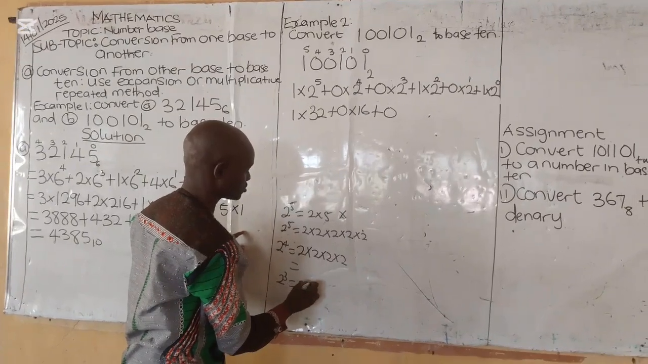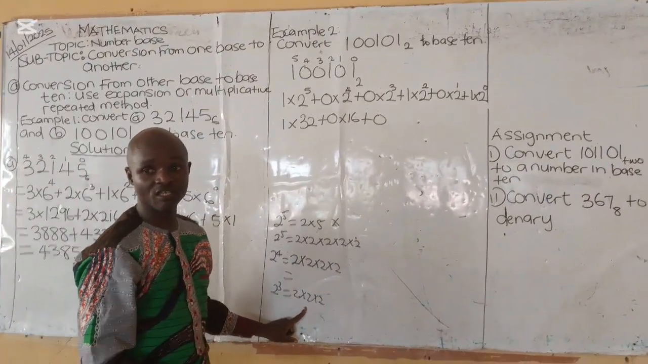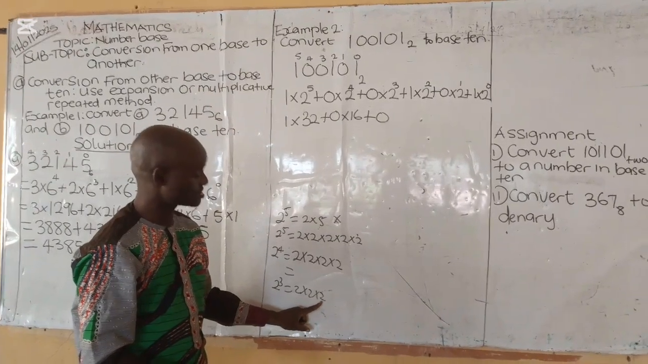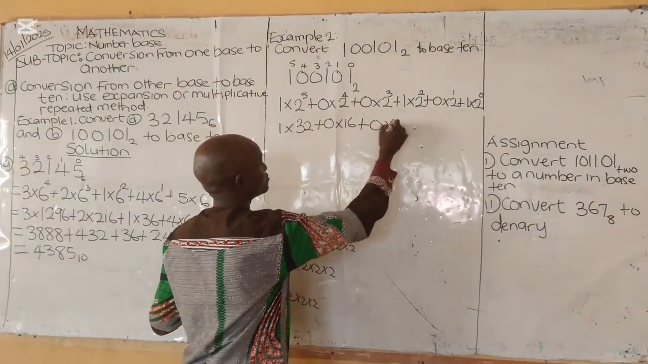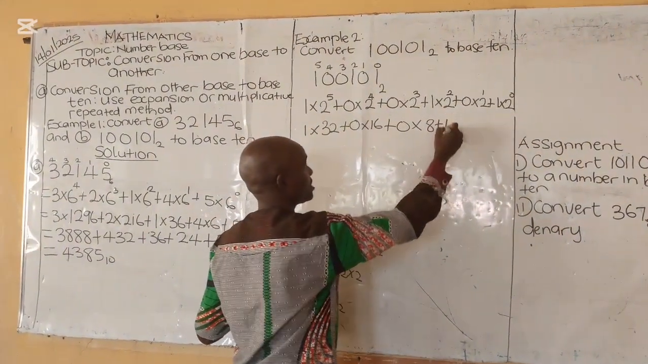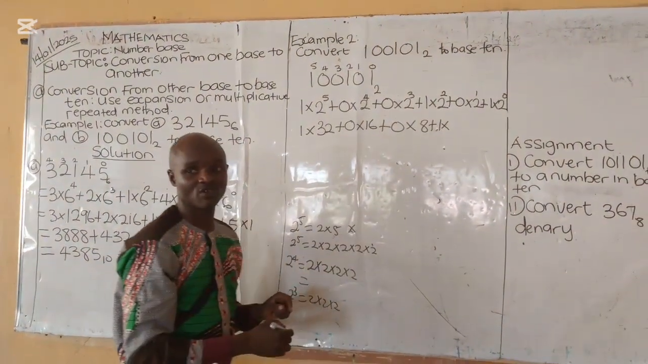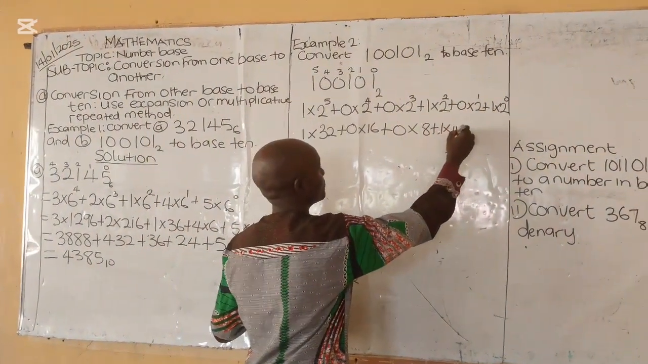3 is equal to 2 times 2 times 2. 2 times 2 will give you 4. And 4 times 2 will give you 8. Therefore, we have 2 raised to the power 3 to be 8. The next one is 1 times 2 raised to the power 2. Of course, we know 2 raised to the power 2 will be 2 times 2, and that will give us 4.